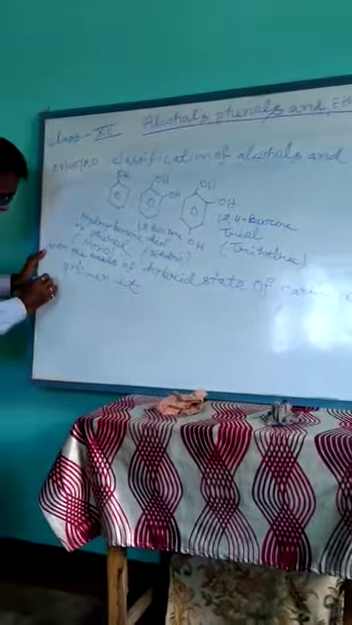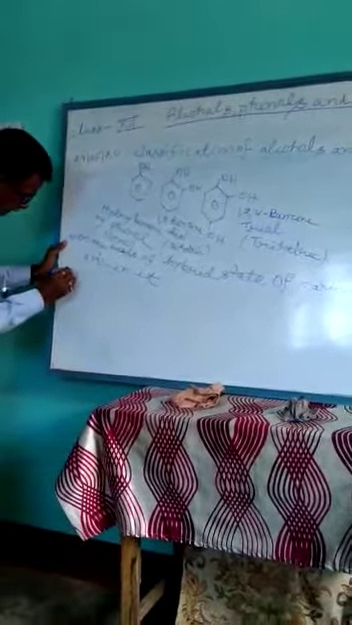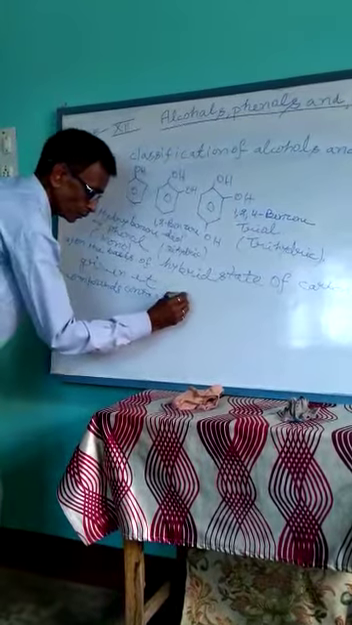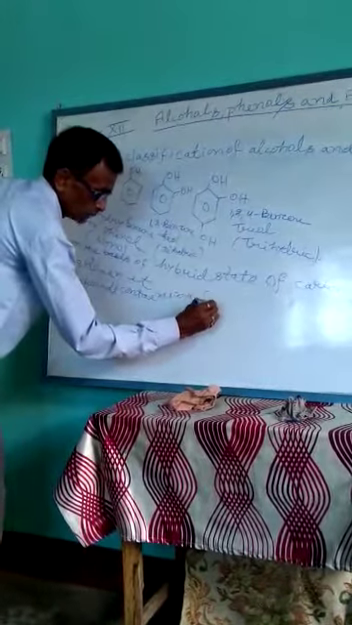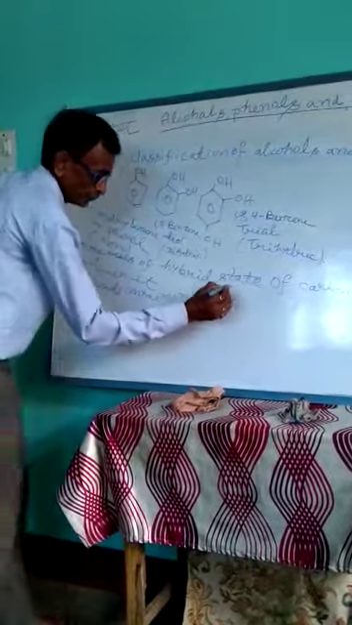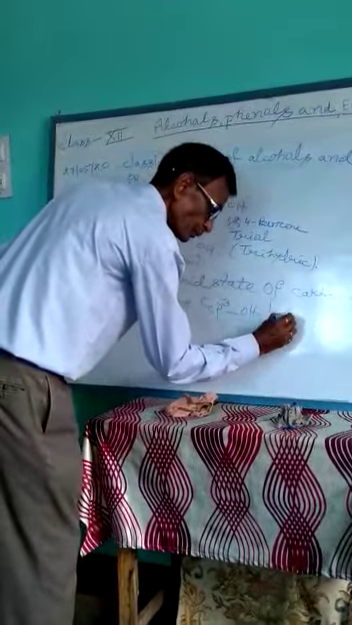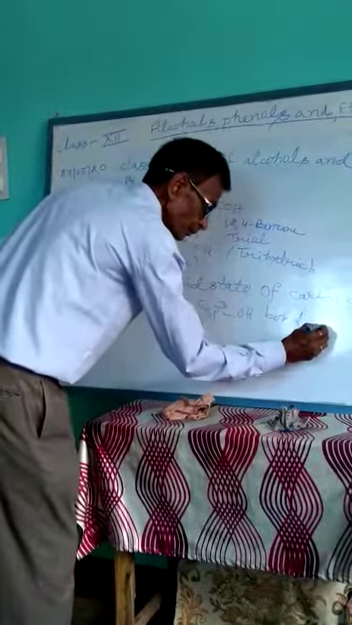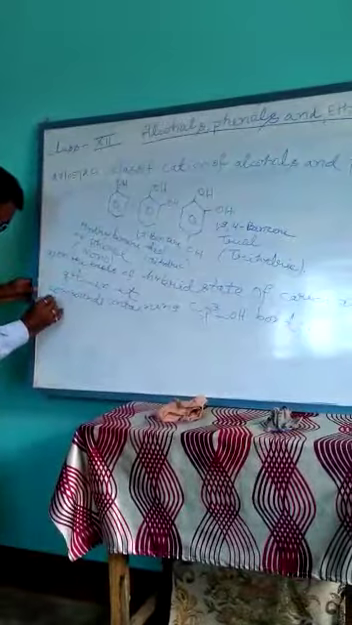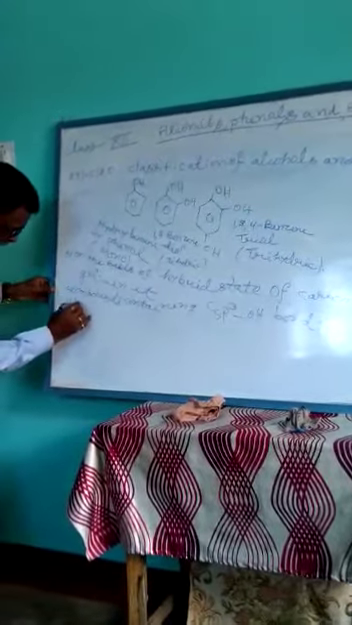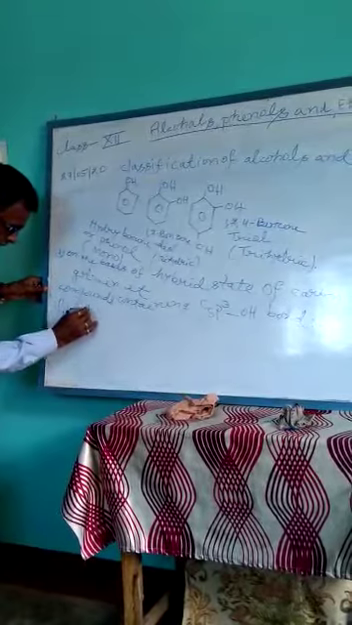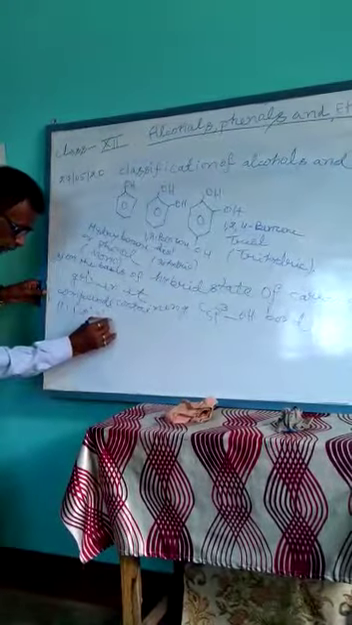Now compounds containing Csp3-OH bond. First, primary, secondary and tertiary alcohols.